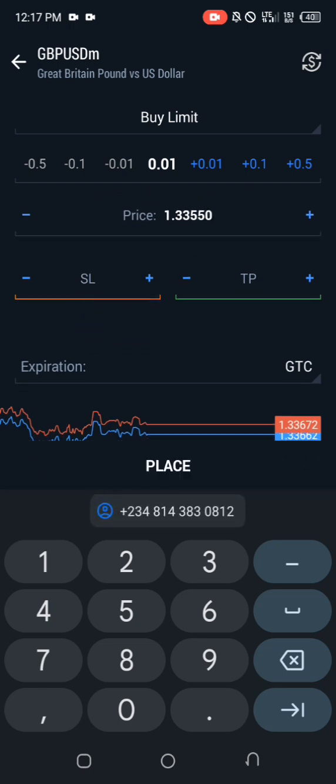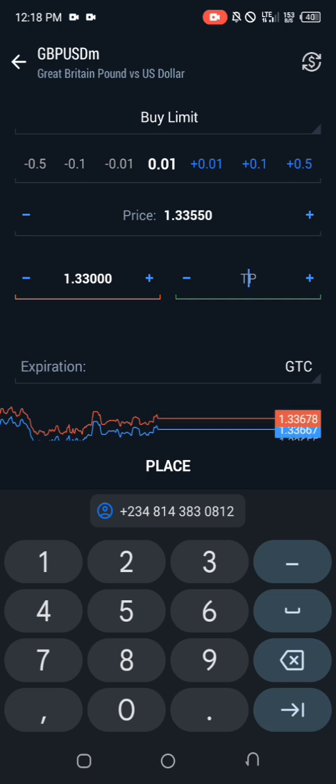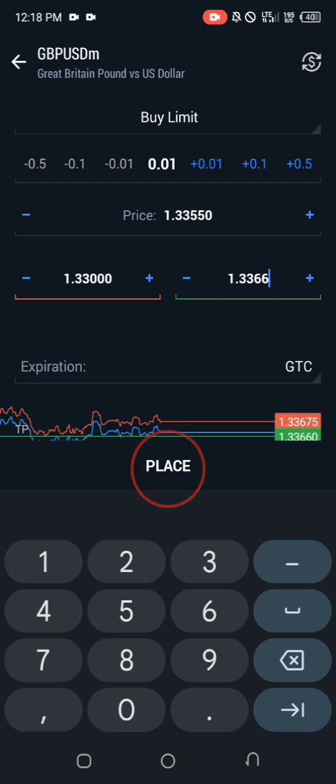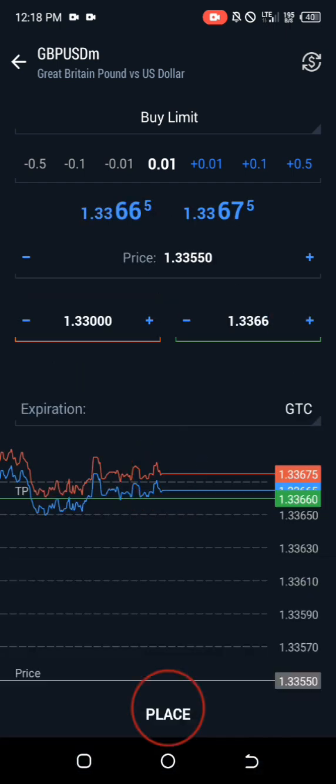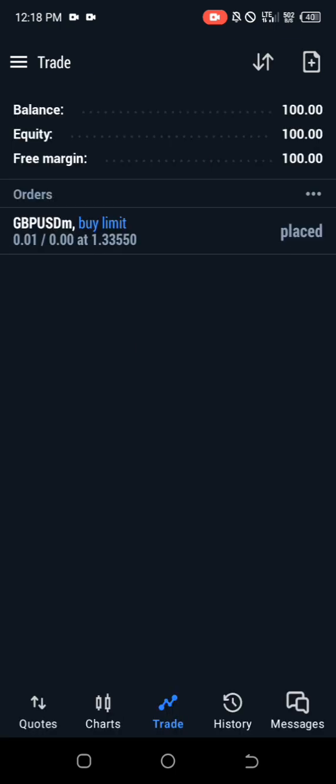Then you set your stop loss. My stop loss should be lower than the entry price. That is, it should be lower than the price that we want to buy. So let me set stop loss as 1.33. Then TP, let me set my take profit. It should be higher than the entry. So let me set it as 1.3366. You can see it is higher. You can now place your order by clicking place. Now you can see done. Now we have placed the order. You see placed there. That means you have successfully placed your order when you do this.